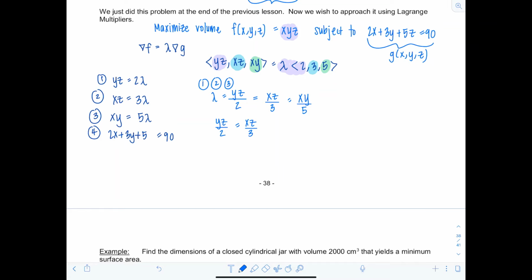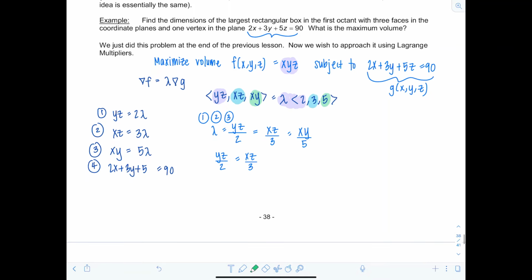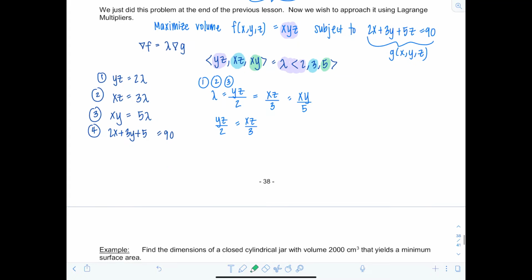Yz divided by 2 is equal to xz divided by 3. Now here I can take a little step that we typically do not allow when solving equations. And remember, we're trying to find the maximum volume, in which case I know I don't want x, y, or z to be 0. So I can actually cancel out z from both sides, because I know in this case I don't have to consider the option of z equaling 0. There's no way that would yield a max volume.